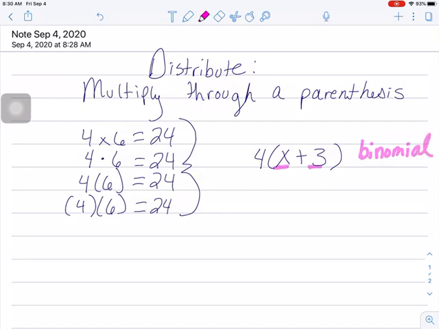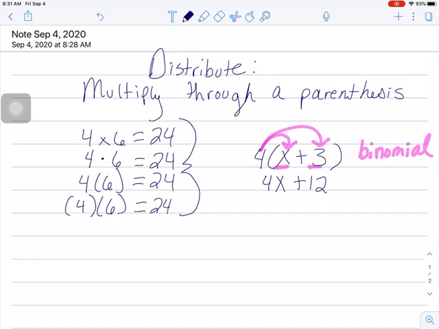Okay, so I need to take my number outside and multiply it by both terms inside. So I need to multiply 4 times x, and we just write that as the coefficient in front of the variable, just like that. Those are the easiest ones. And then 4 times 3, which is 12. So that's the basic idea. Very simple.